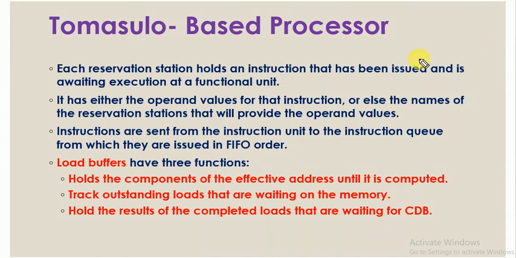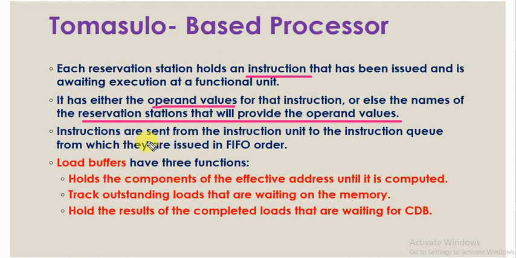Each reservation station holds an instruction that has been issued and is awaiting execution at a functional unit. So each reservation station holds the instruction, not only the operands. It holds either the operand values, or the names of the reservation stations that will provide the operand values, or a temporary name. It is like a register renamed, a different name that is given for the reservation stations.